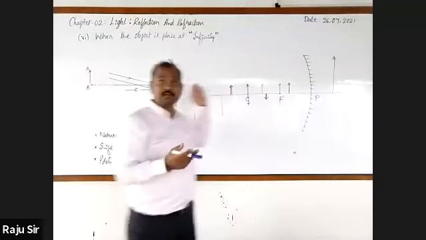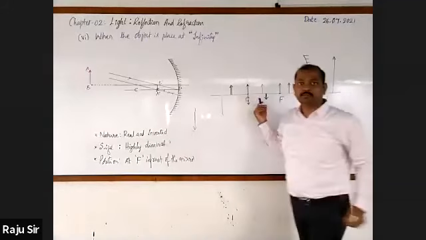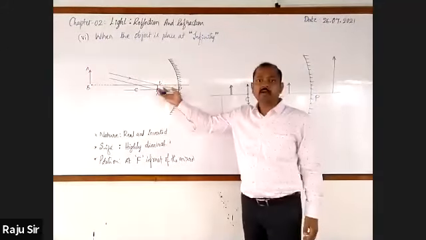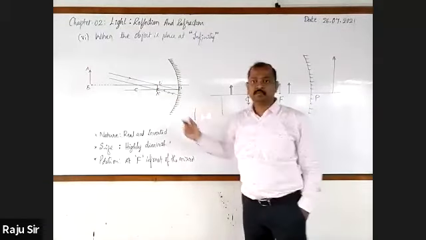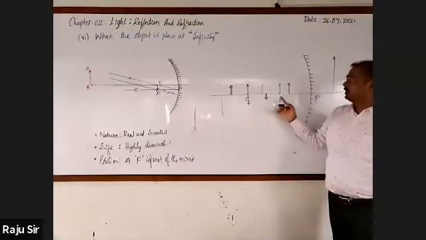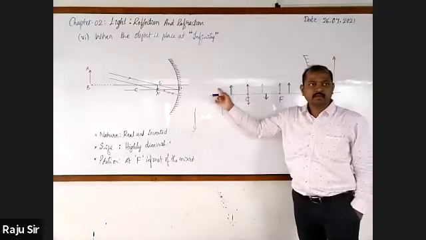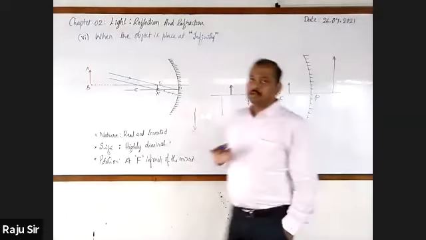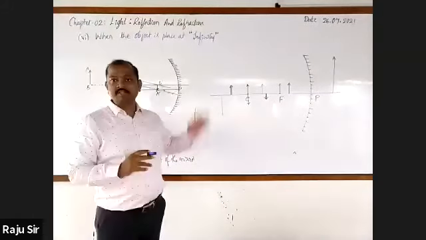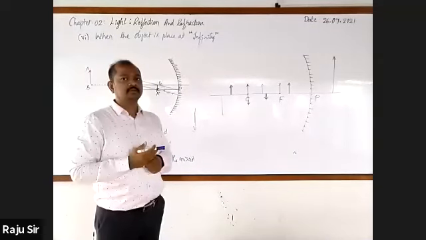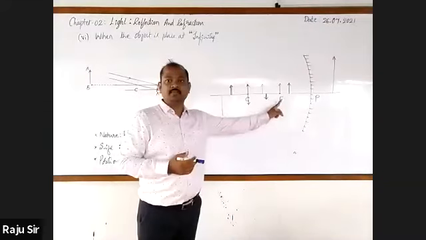Point image is formed. If we place the object at infinite distance, we get the image at focus, and that will be a point image. And usually highly diminished is used when the object is placed beyond C. Got it? And to get the image beyond C, where should the object be placed? Between C and F.